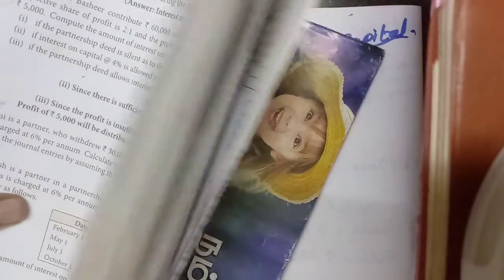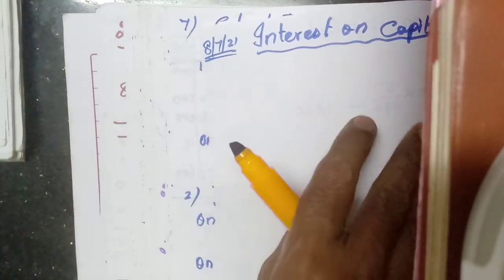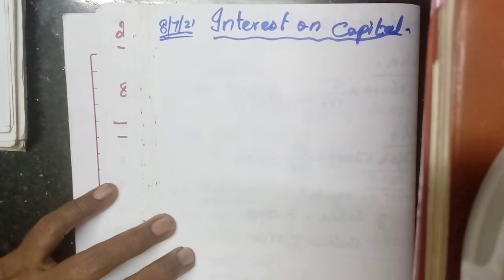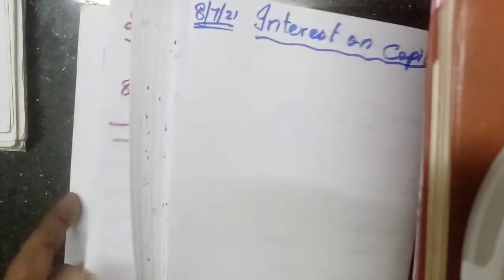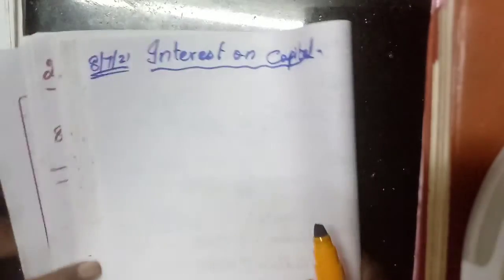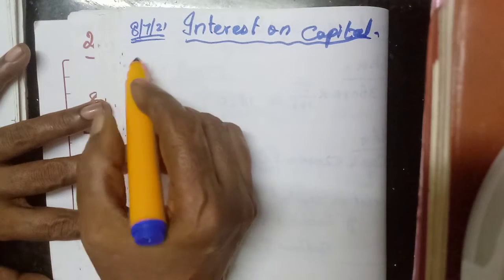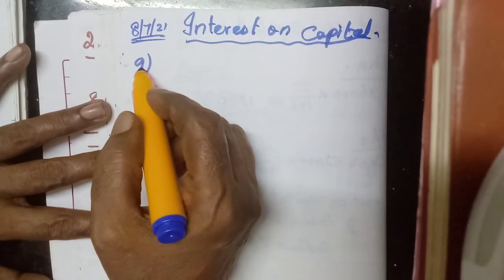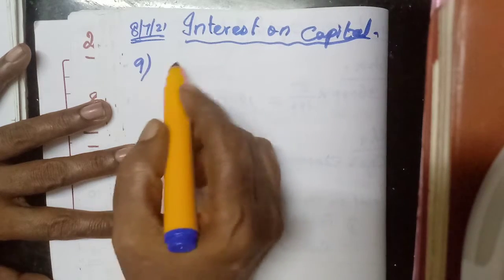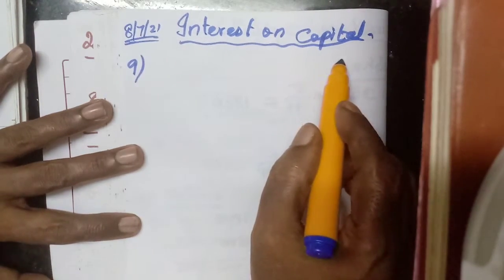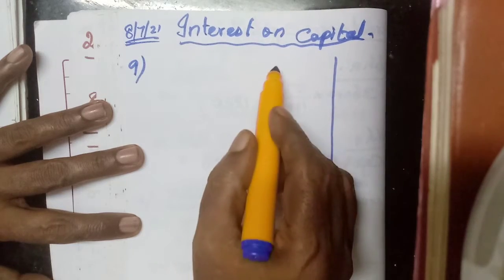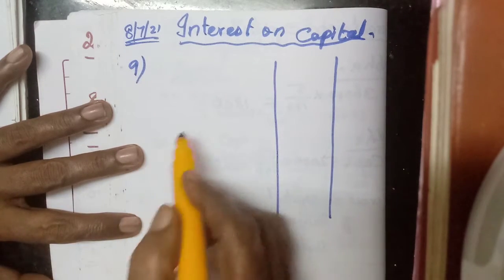Now we will do this problem. First we have to calculate the opening capital, isn't it? Opening capital should be calculated. Okay, I will fold and keep, otherwise you cannot see both the pages fully. Exercise number 9. Okay, so two columns. Partner's names: Rajan, Devan.